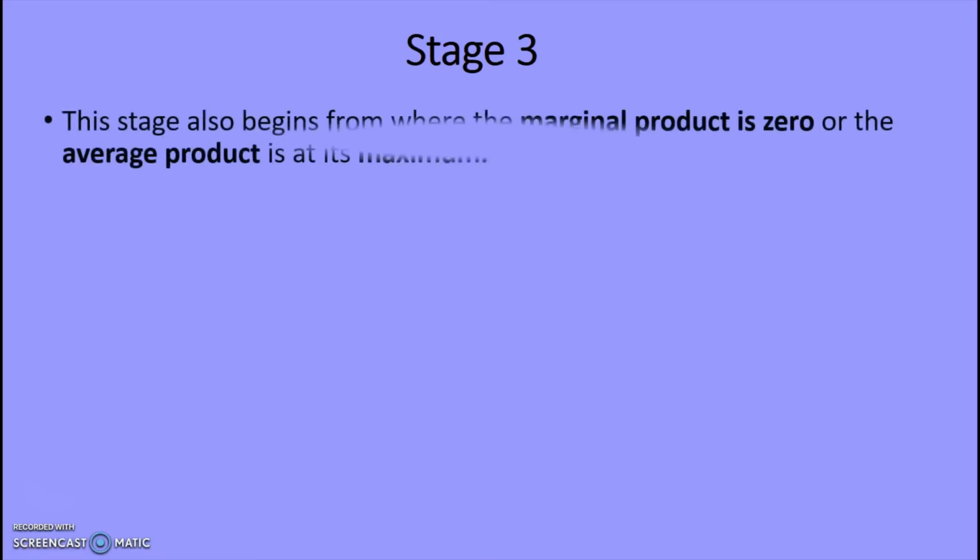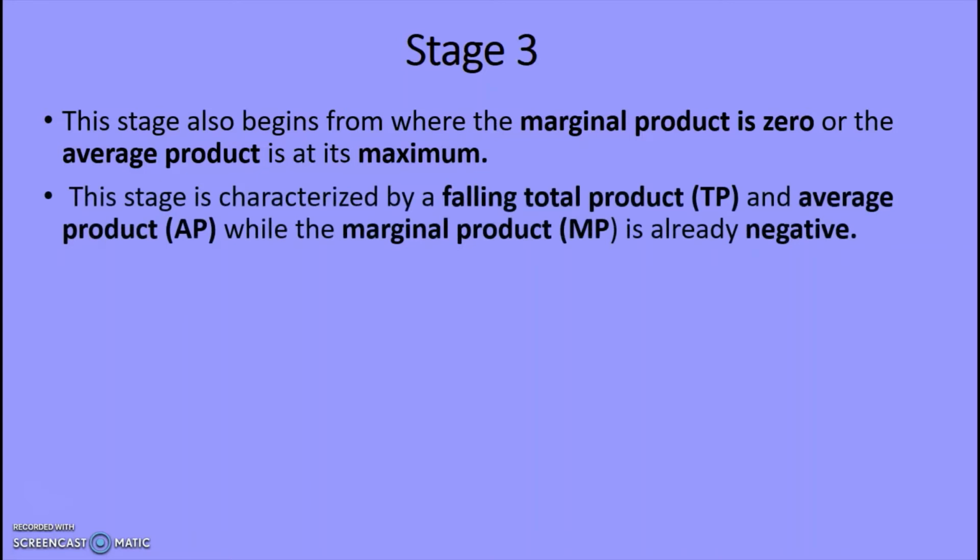Then we move to the final stage, which is stage 3. Now, this stage also begins from where the marginal product is 0 or the average product is at its maximum. This stage is characterized by a falling total product and average product, while the marginal product is already in the negative zone. So let's go back to our diagram.